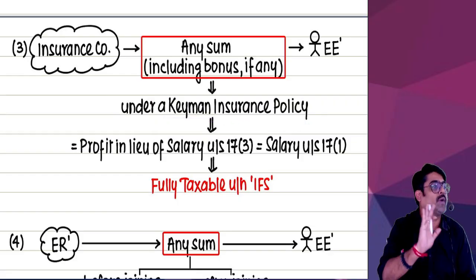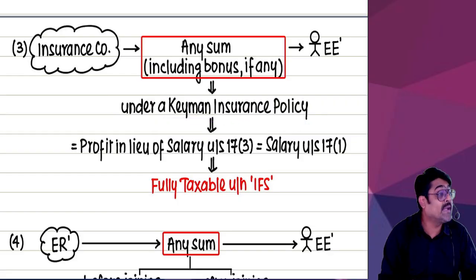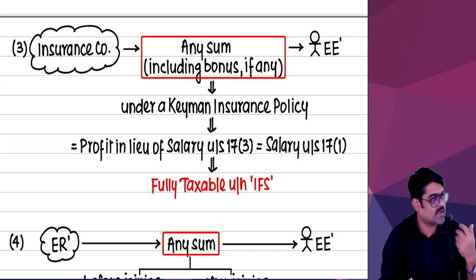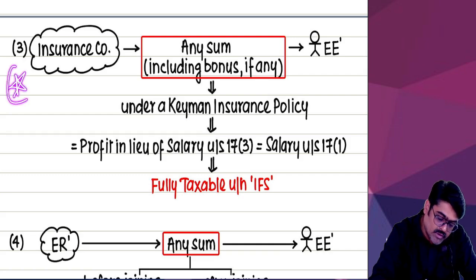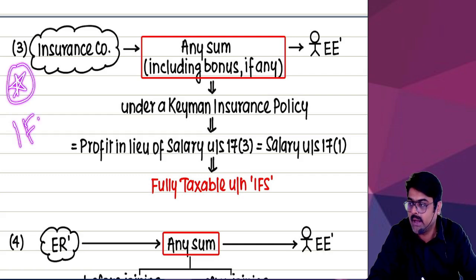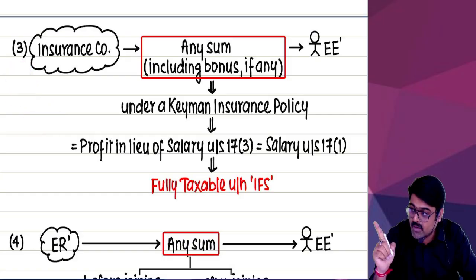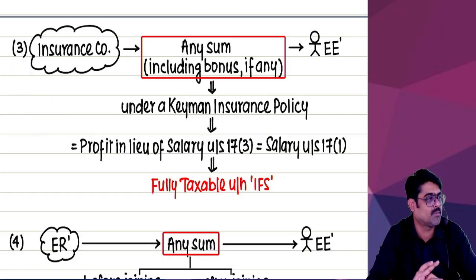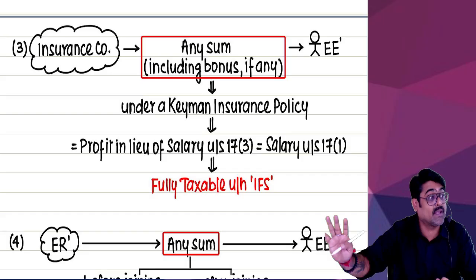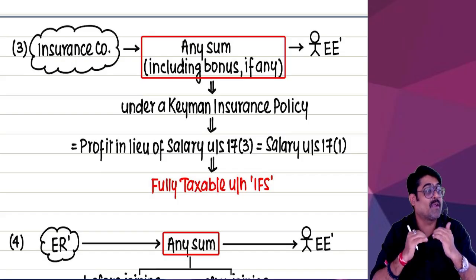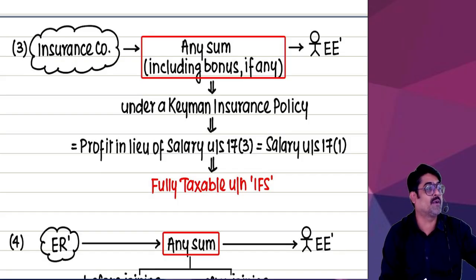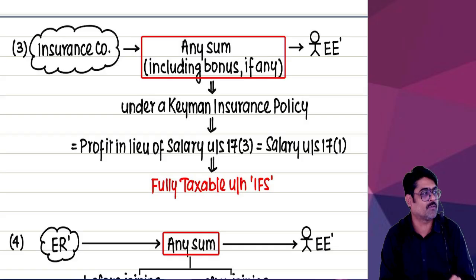So whenever you are going to get any amount from Keyman insurance policy, including bonus, etc., whatever amount is coming to you, that amount will also be treated as your profit in lieu of salary. Detailed discussion about this point will happen under the head IFOS, and this same amount is going to come in the next chapter also, PGBP. Same thing you will see under the head PGBP. At that time I will be speaking that amount coming from Keyman insurance policy will be taxable under the head PGBP. That time you will confuse.